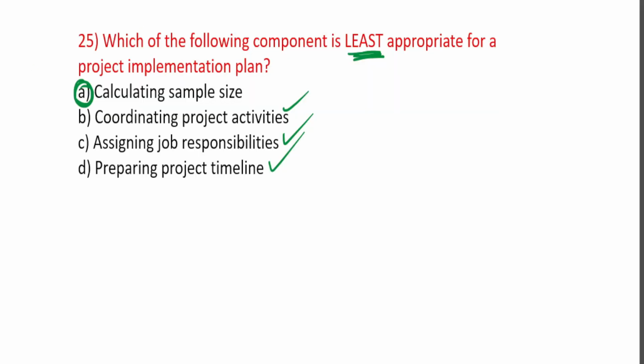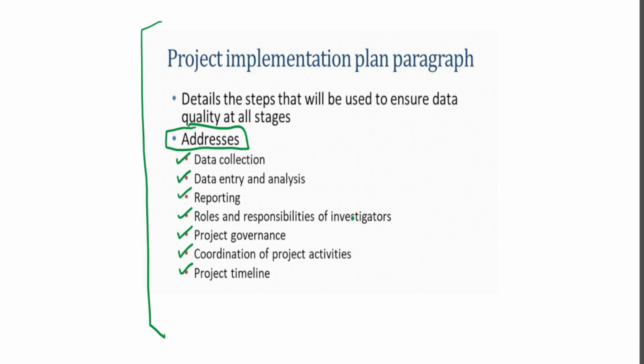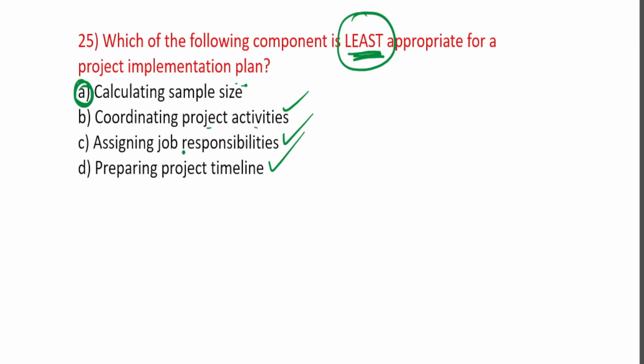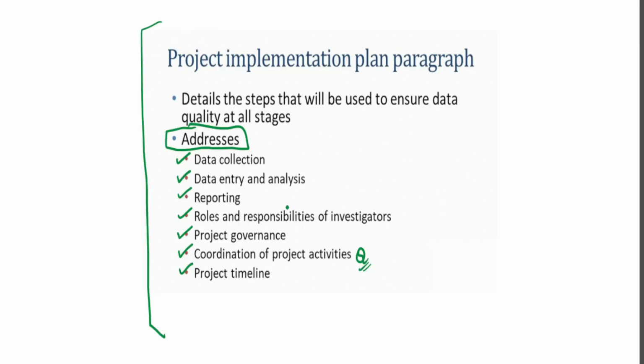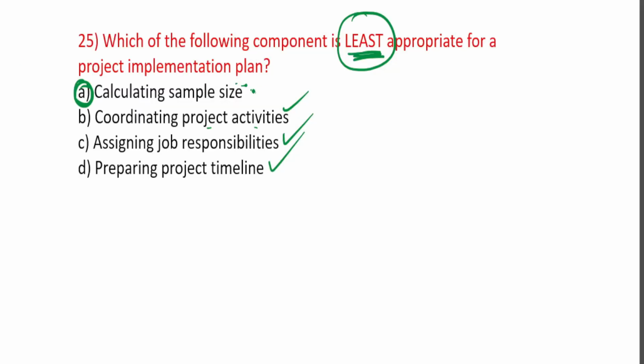Now, in our question, they have asked which of the following components is the least appropriate for the project implementation plan. From the options, coordinating project activities. Yes, this has been mentioned. Then the next option, assigning job responsibilities, has also been mentioned. Finally, the project timeline was also mentioned. So what was not mentioned is the calculation of the sample size. So this is the answer for this question.